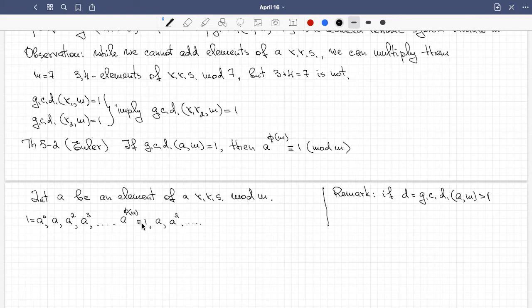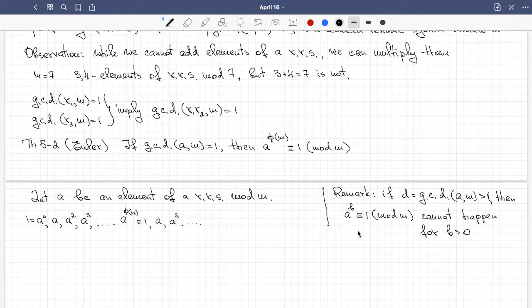So, A to the power B congruent to 1 mod M cannot happen for any integer B bigger than 0. A to the 0 is 1, but after that it never returns to 1 again.